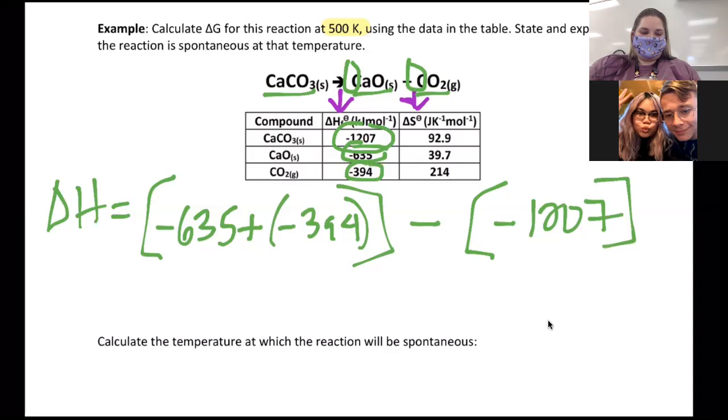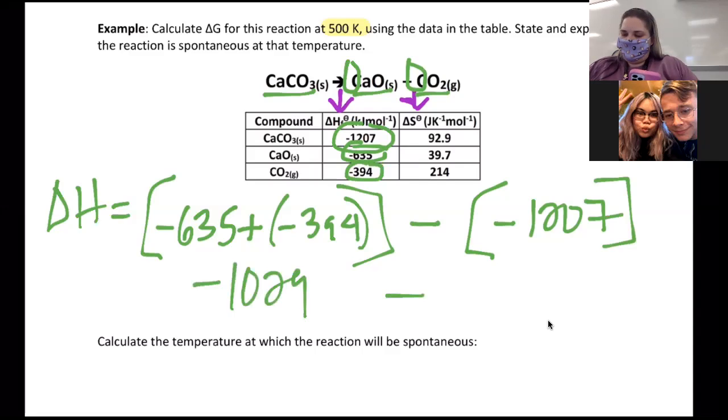I haven't worked this one out on the calculator yet, so hold on. Negative 635 plus negative 394. So that is negative 1029 minus, and what happens when I subtract a negative? In math, when I subtract a negative number, what happens?